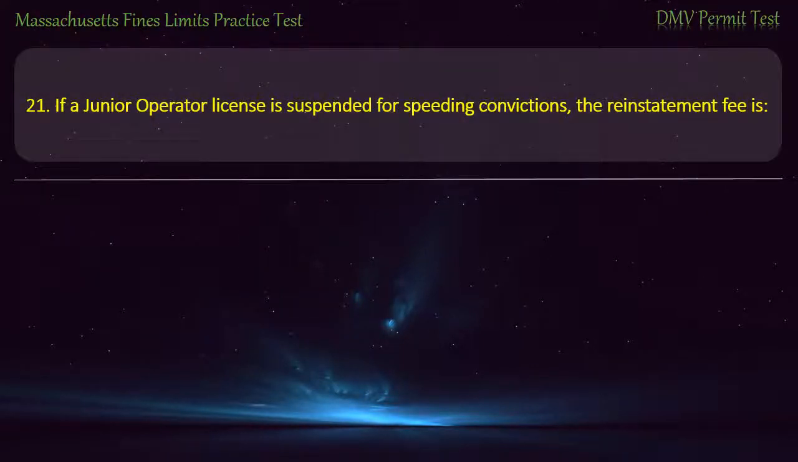Question 21. If a junior operator license is suspended for speeding convictions, the reinstatement fee is $1,000, $100, $250, $500. Answer: $500.